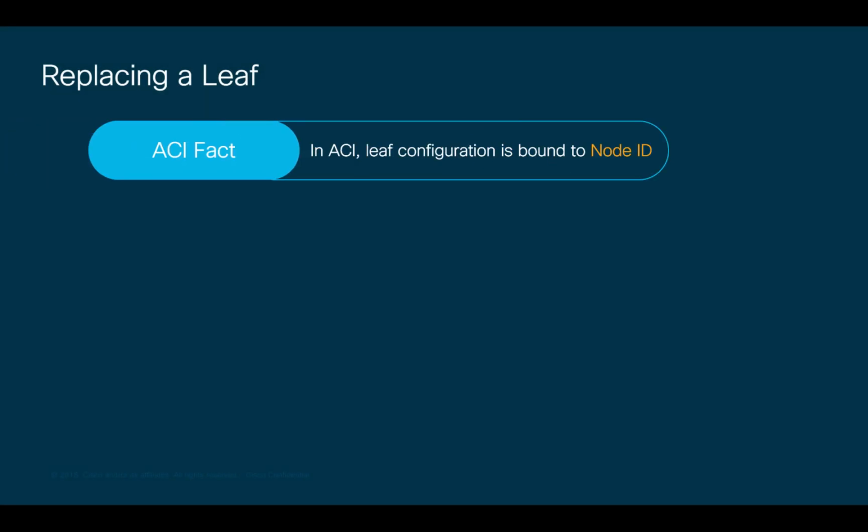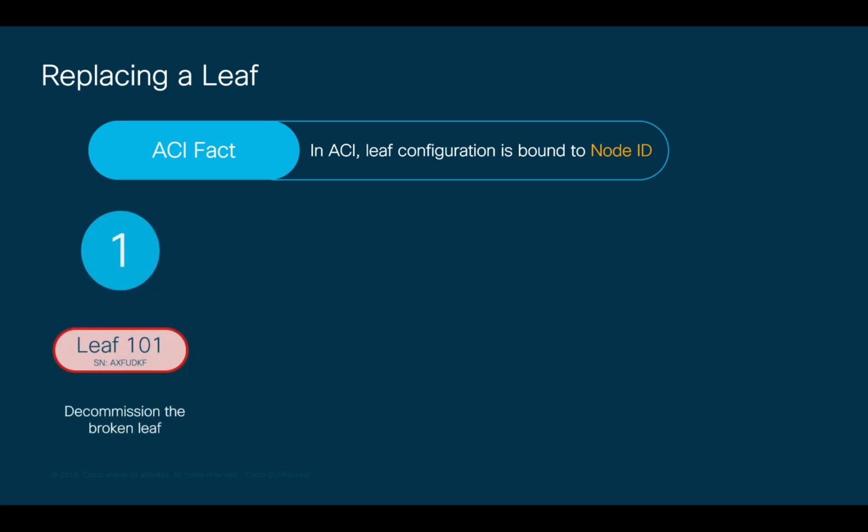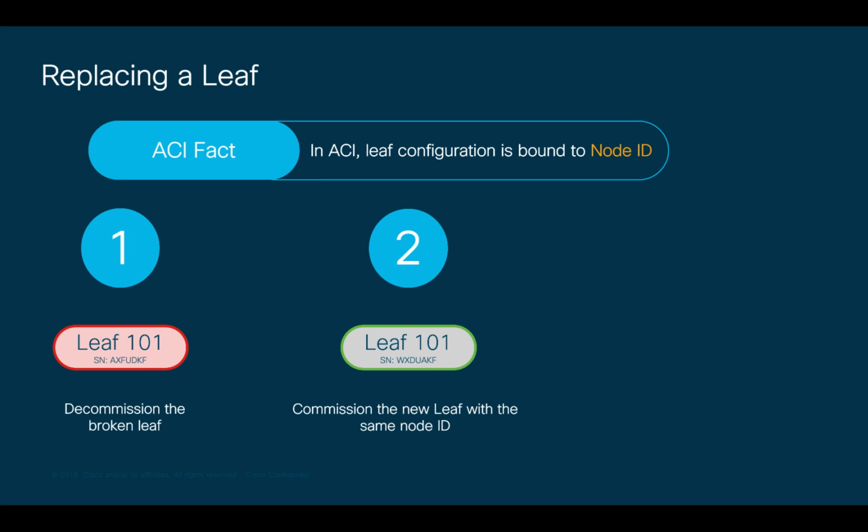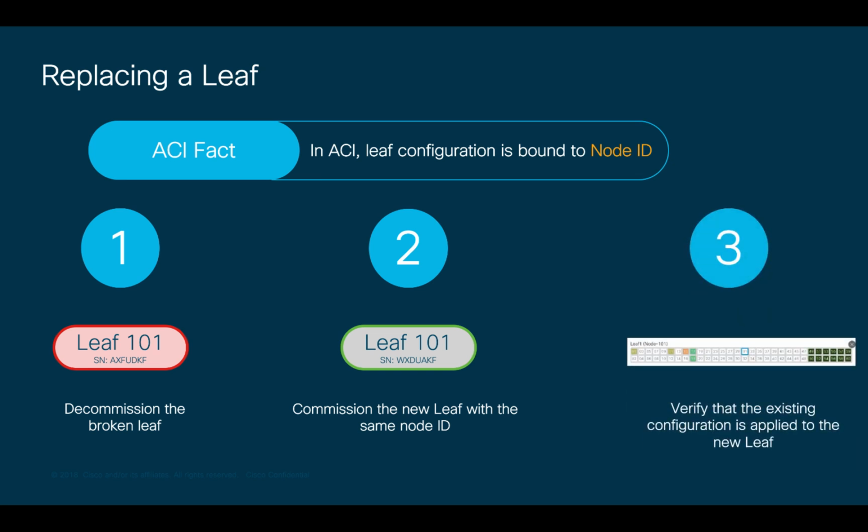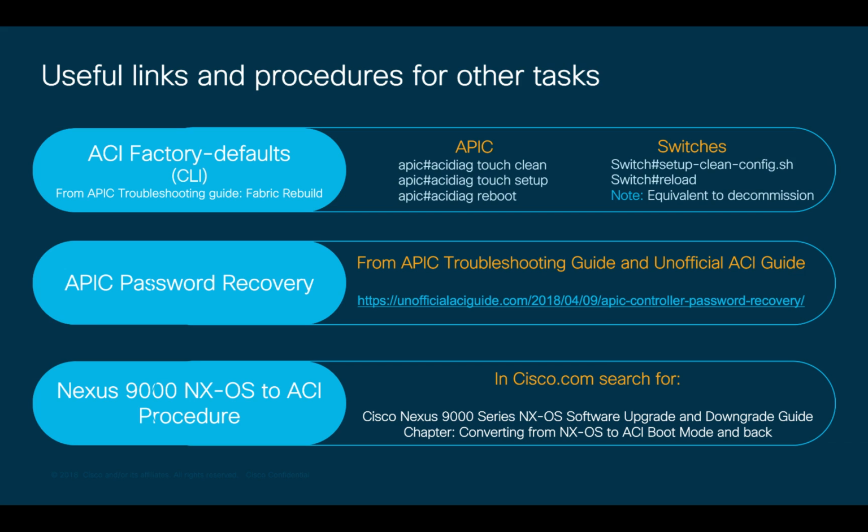Finally, if you ever have the need to replace a leaf, for example, keep in mind that ACI keeps the leaf configuration associated to its node ID. This means that if you decommission the failing node and commission the replacement with the same node ID, you will get the same configuration you once did, now assigned to this new switch. This translates to faster and easier replacements. Here are some additional commands and links, which may also help you for some popular tasks with ACI. We may cover additional ones in the Advanced Topics section.